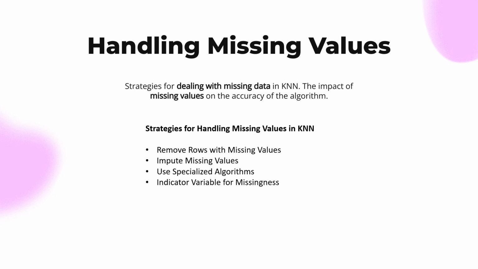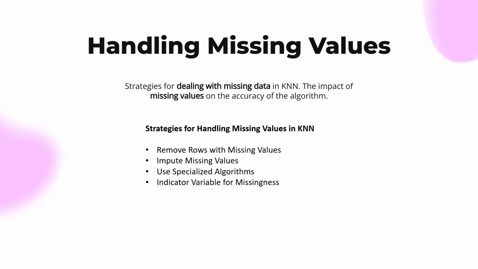KNN imputation. Impute missing values based on KNN, where the missing value is estimated by the average or mode of the k nearest neighbors. Pros: retains data and can be more accurate than dropping rows. Cons: imputation can introduce bias, and KNN-based imputation can be computationally intensive. When to use: if the dataset has a moderate proportion of missing values, and dropping rows would result in significant loss of information.